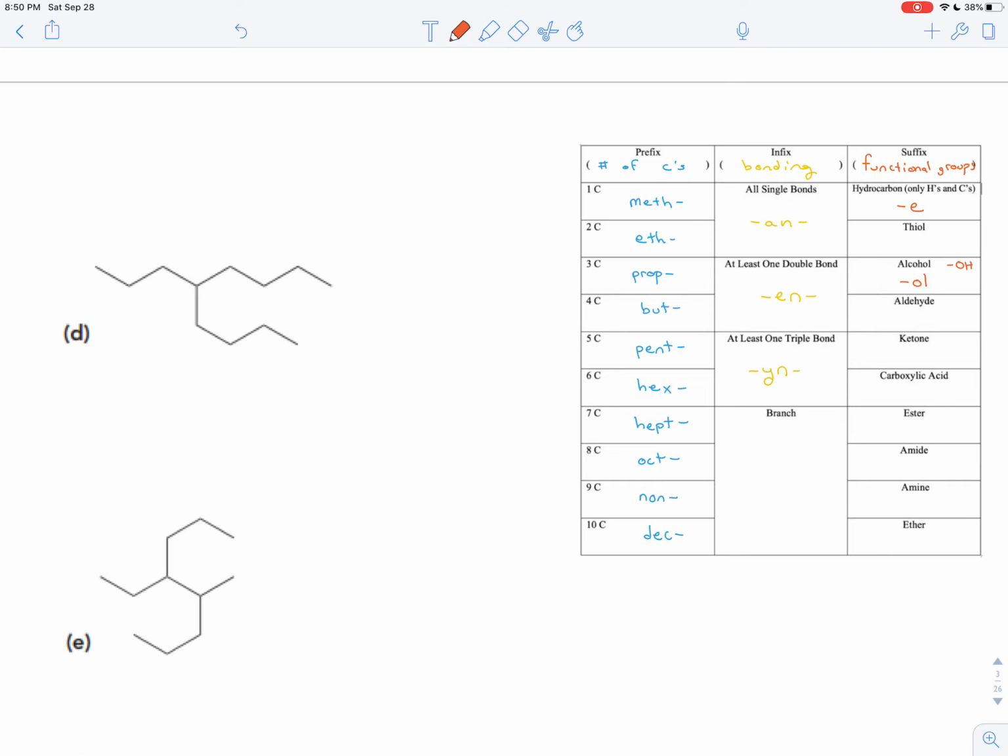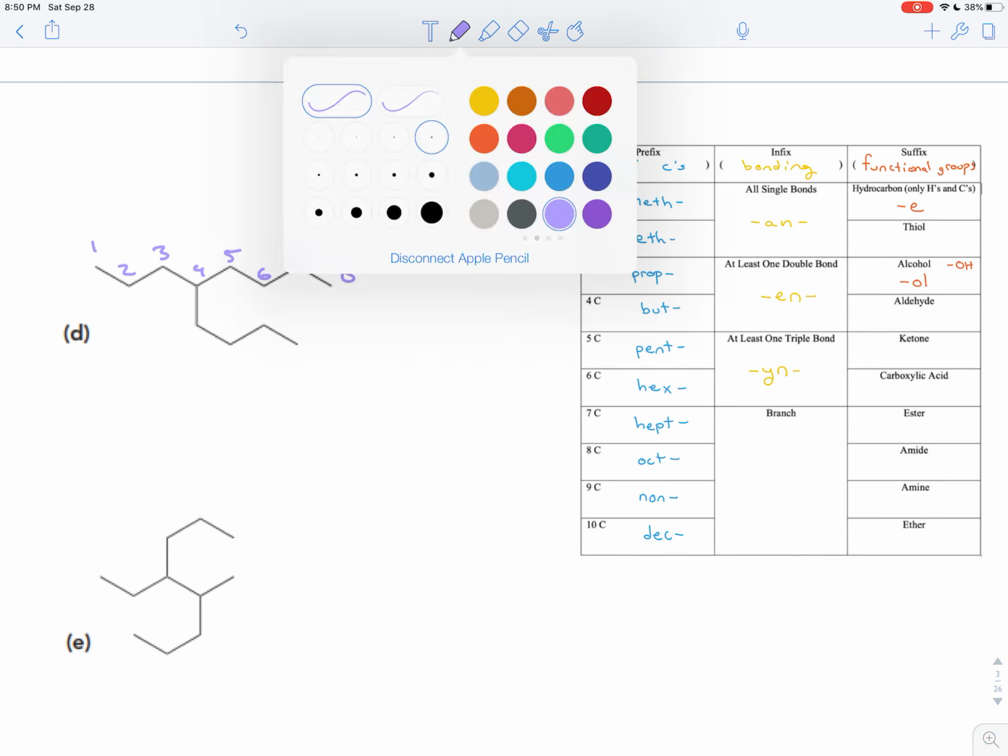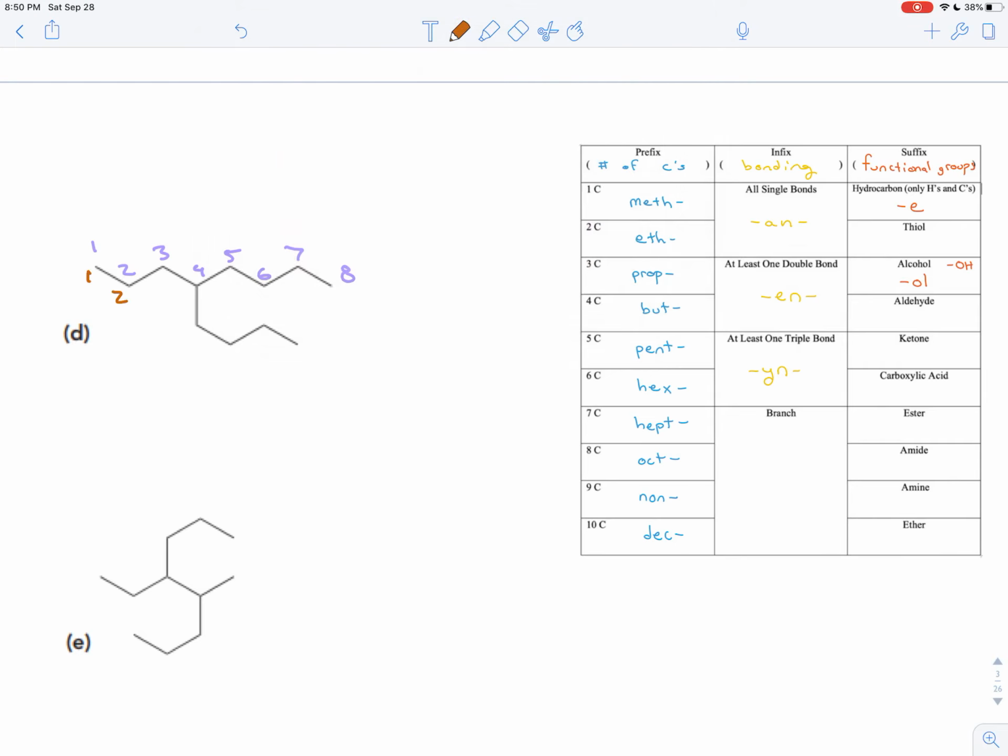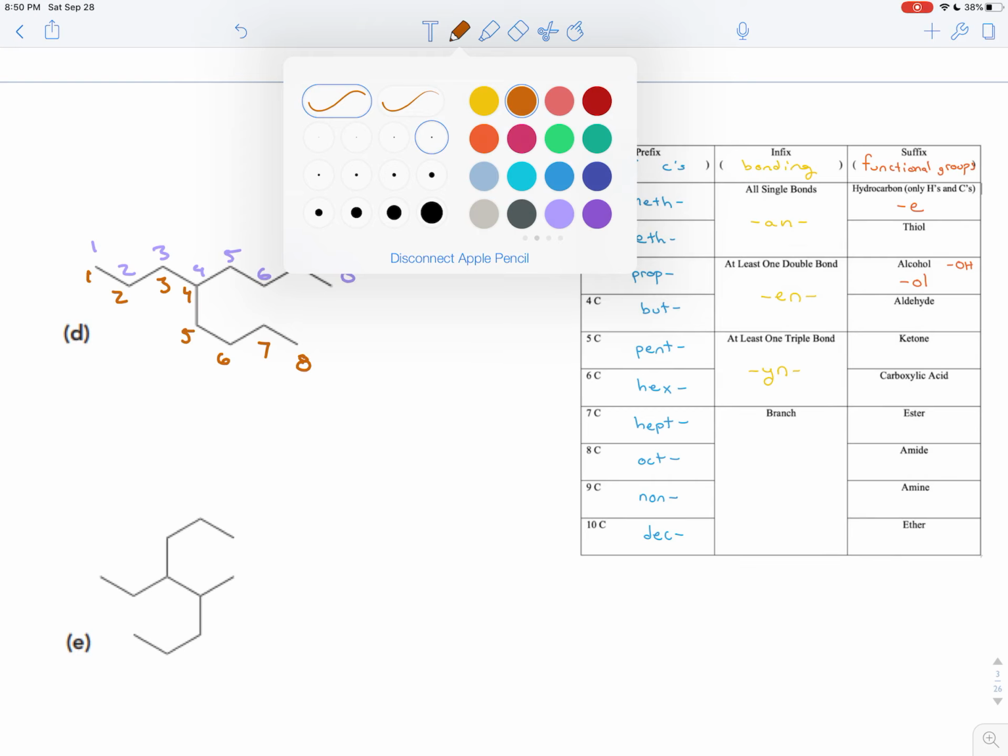Okay, let's try this next one, D. So one possibility is just left to right. 1, 2, 3, 4, 5, 6, 7, 8. So we're looking for our parent chain here. Alternatively, you could have 1, 2, 3, 4. Instead of going right, I could go 5, 6, 7, 8. Interesting. So now we have a tie.